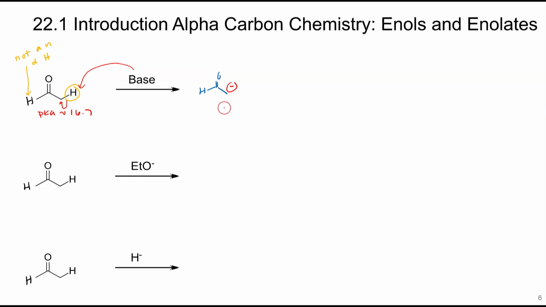And we get this enolate. You can draw the resonance form of that. Ethoxide can be a base that's used to abstract a proton. And when comparing the pKa's, we have 16.7 versus 15.9. In this case, the equilibrium is going to favor the acetaldehyde.